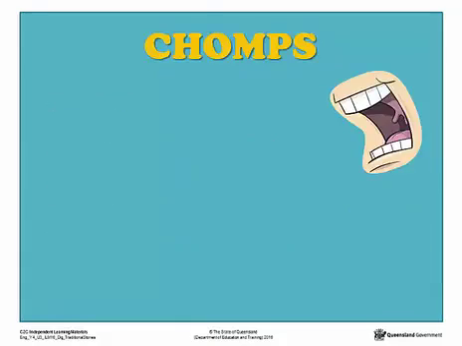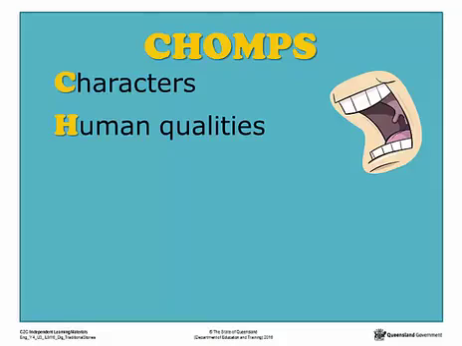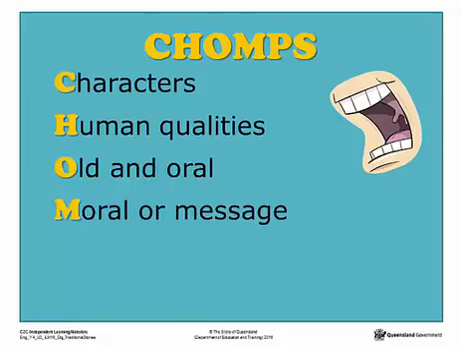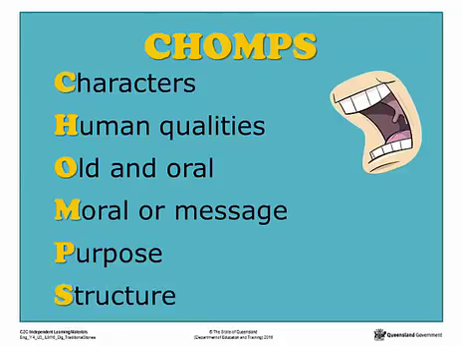You're going to use the word CHOMPS in this unit to help you remember the different parts of folk tales. The C stands for characters. The H stands for human qualities. The O stands for old and oral. Oral means spoken. The M stands for moral or message. The P stands for purpose, and the S stands for structure. Let's have a look at each of these in a little more detail.